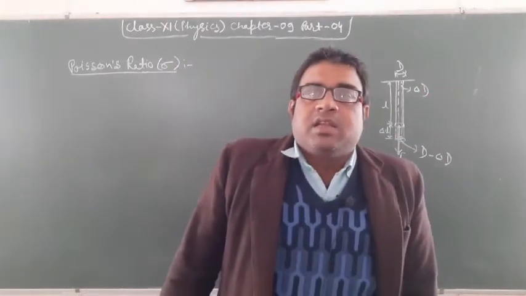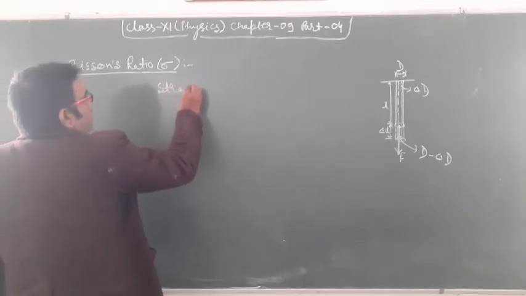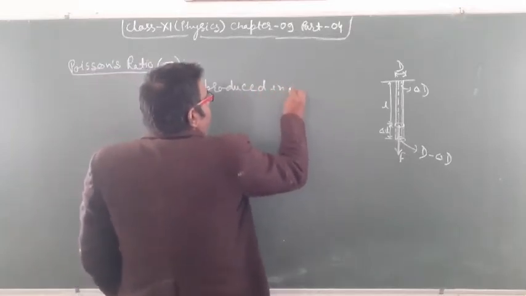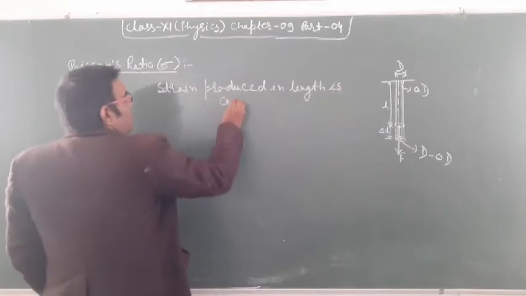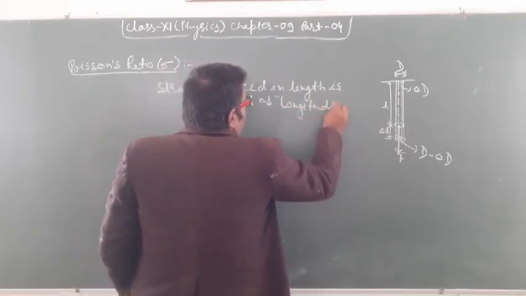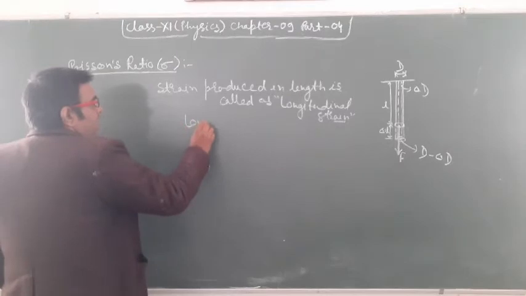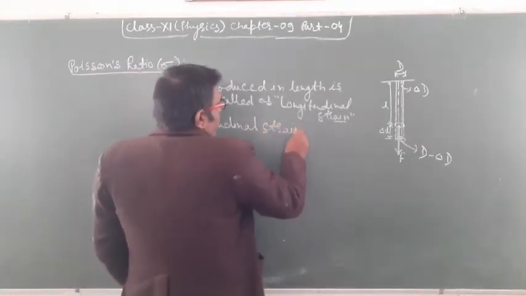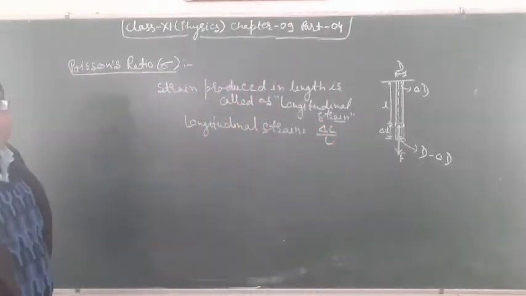So dear students, the strain produced in length is called longitudinal strain, and you know that this longitudinal strain is given by delta L, the change in length, upon the original length L.